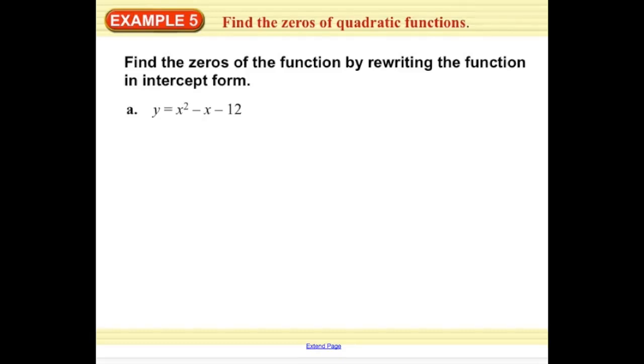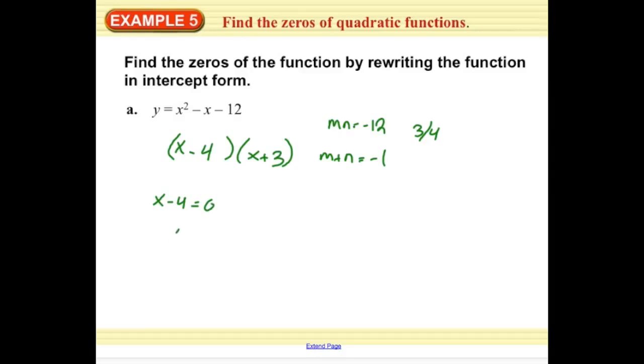Example 5 says find the zeros of the function by rewriting it. Again, this is something that you can just factor out. mn needs to equal negative 12. m plus n is negative 1. Right away, I know that's going to be 3 times 4. So x minus 4 times x plus 3. And if I solve, I can say x minus 4 equals 0, so x equals 4. And x plus 3 equals 0, so x equals negative 3.